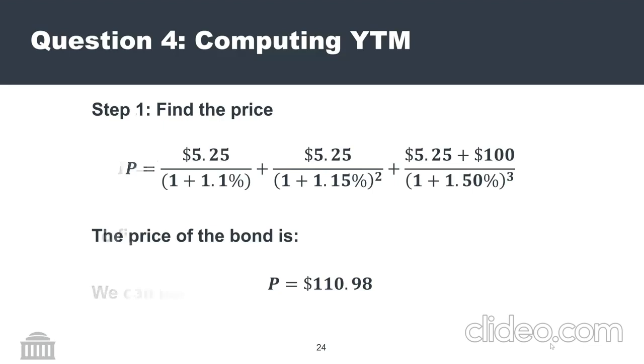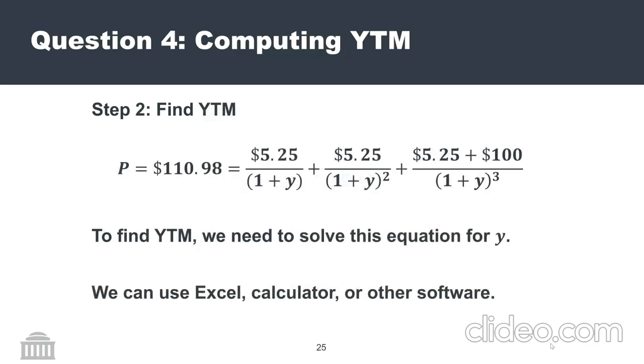Now, the second step is to write down the following equation. This is the definition of yield to maturity. Yield to maturity is the interest rate that, if we use it to discount all of the cash flows that we get from the bond, gives us the current price of the bond. So therefore, we can write down the following equation.